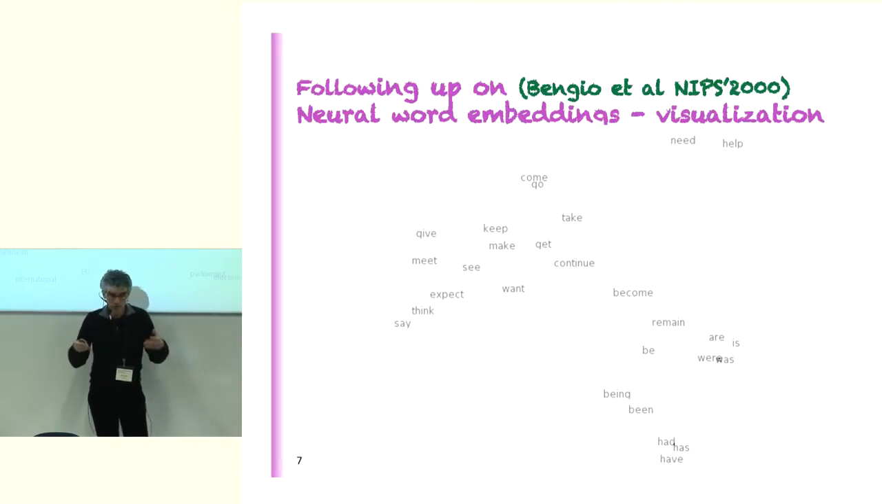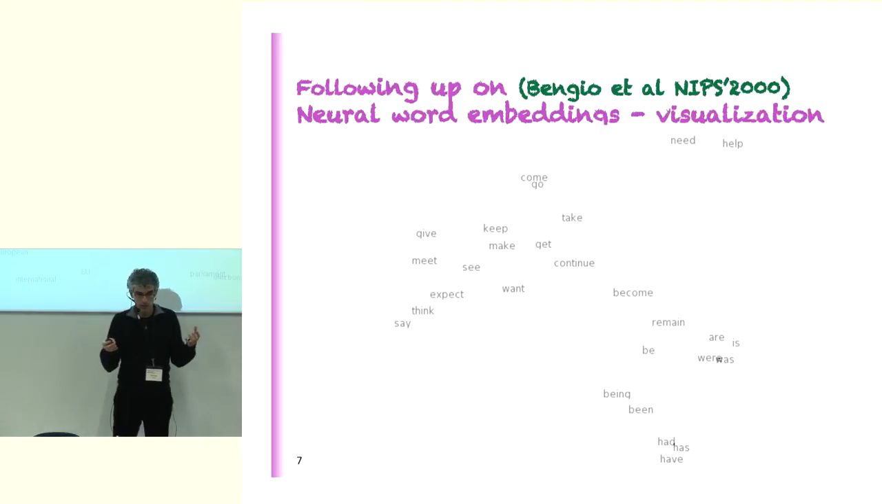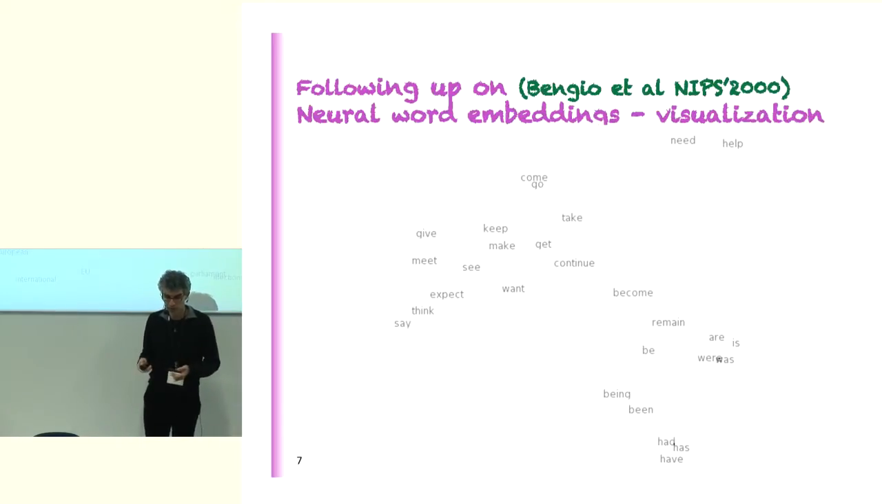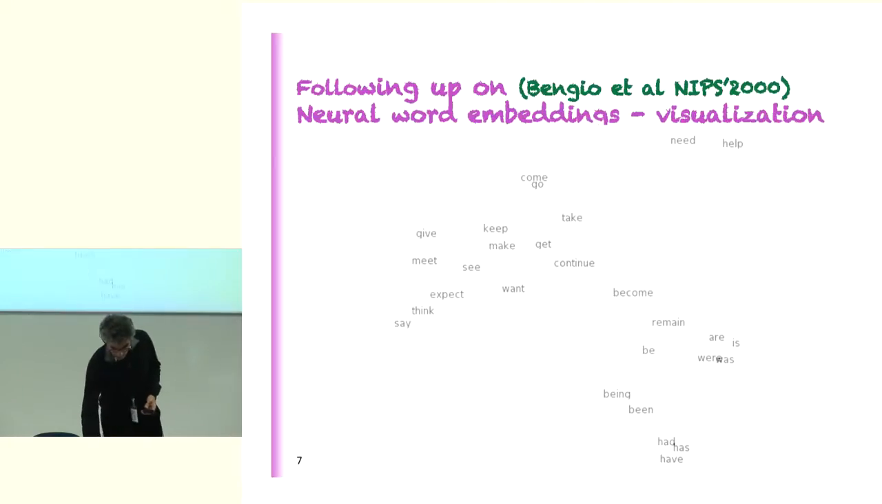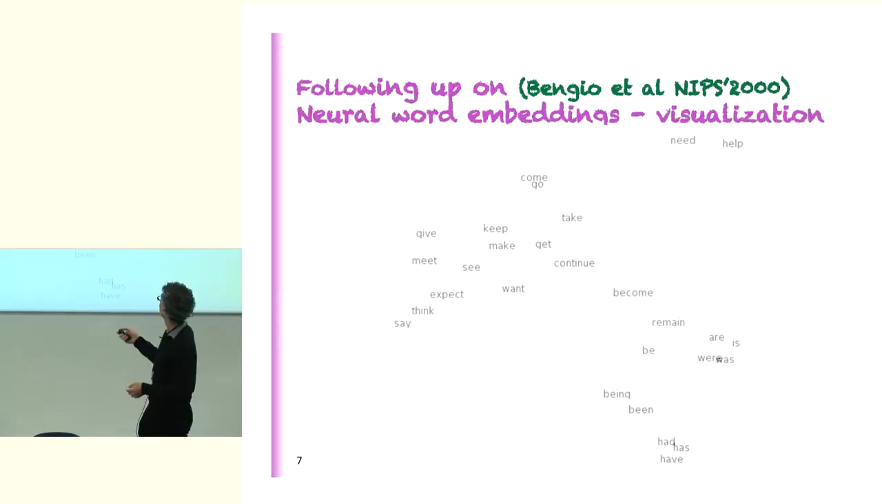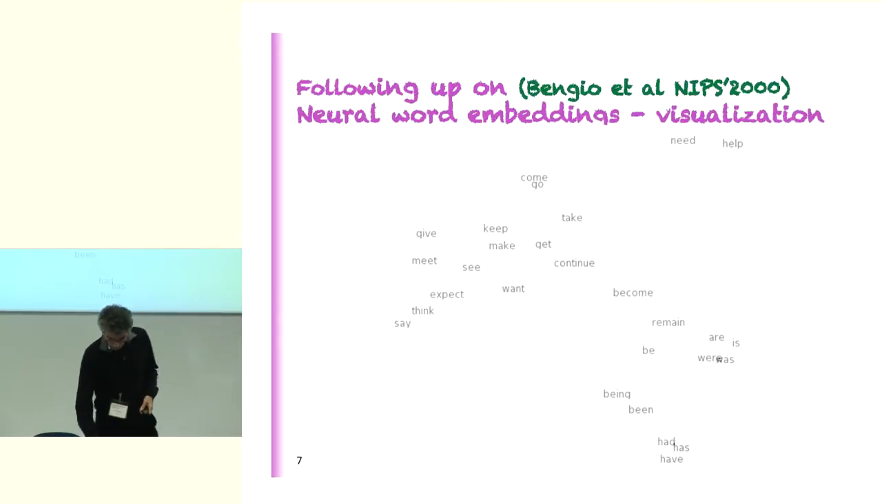It's just the learning which makes this happen, because words that co-occur in similar contexts want to be close to each other. It makes the job of the learner easier, and it also allows it to generalize. These are other clusters where you see verbs, conjugations of the verb to be, and so on.